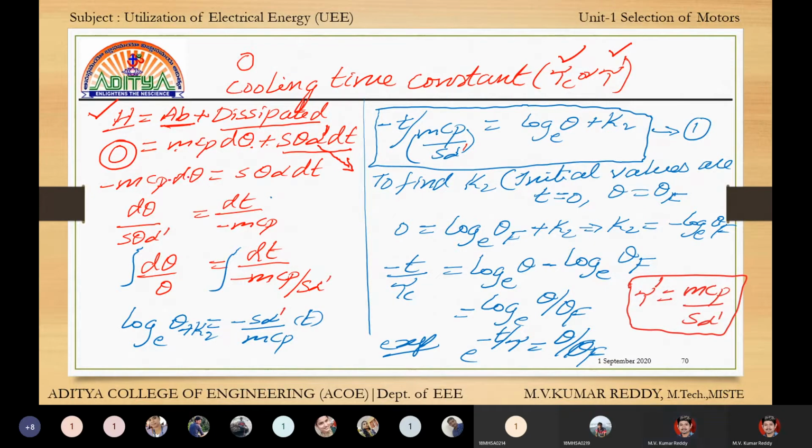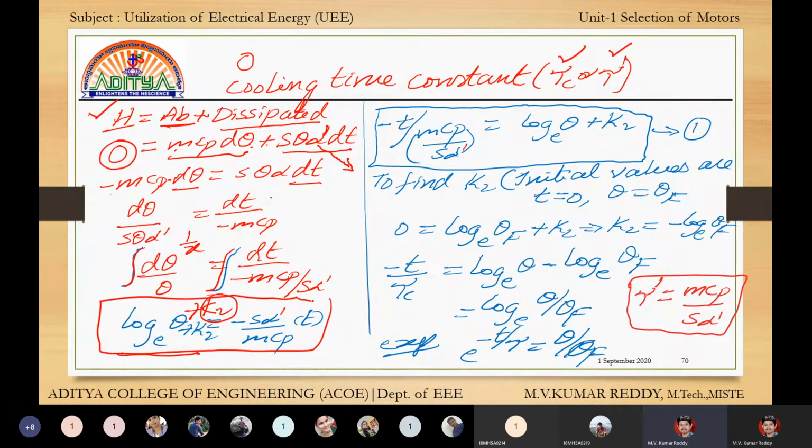Now take this expression to the left hand side: minus m c p d theta is equal to S theta alpha dash dt. Now separate d theta terms and dt terms, and apply integration. On applying integration, it is in the form of 1 by x, and the integral of 1 by x is log x, plus constant k2. We have to find the value of constant k2. This is the main expression, expression 1.